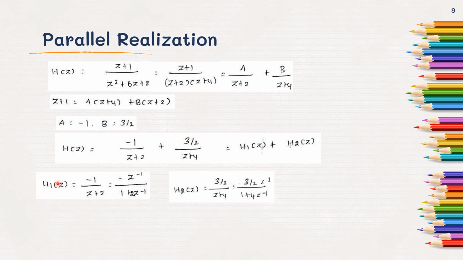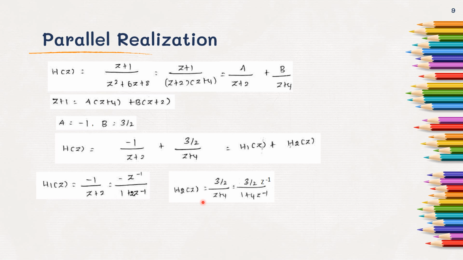So this is H1 of z and this is H2 of z. I am writing H1 of z is minus 1 by z plus 2. You all know, if I want to do a block diagram representation, I have to convert this in terms of delay elements. Here the highest order is 1, so I multiply and divide by z power minus 1. Here also the highest order is 1, so multiply and divide by z power minus 1. So I get the expression for H1 of z as minus z power minus 1 by 1 plus 2 z inverse. H2 of z is going to be 3 by 2 into z inverse by 1 plus 4 z inverse. Correct?